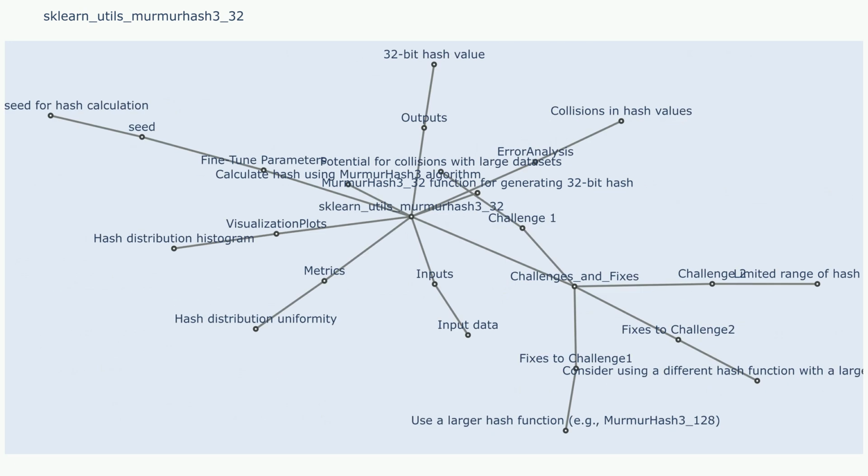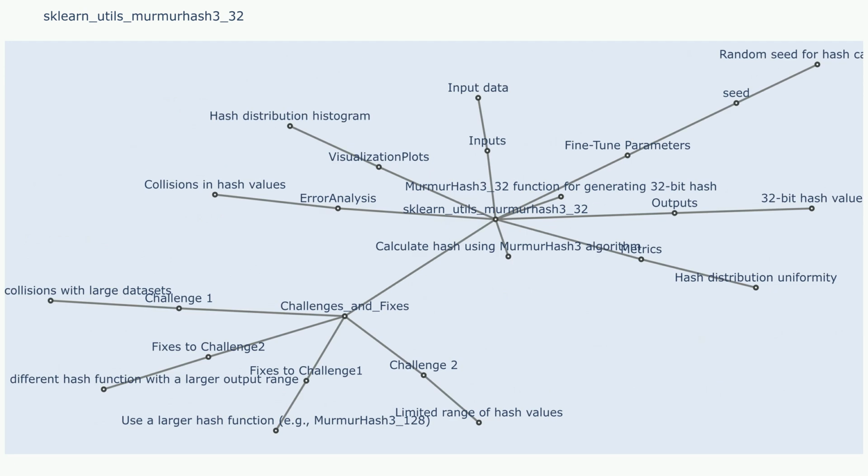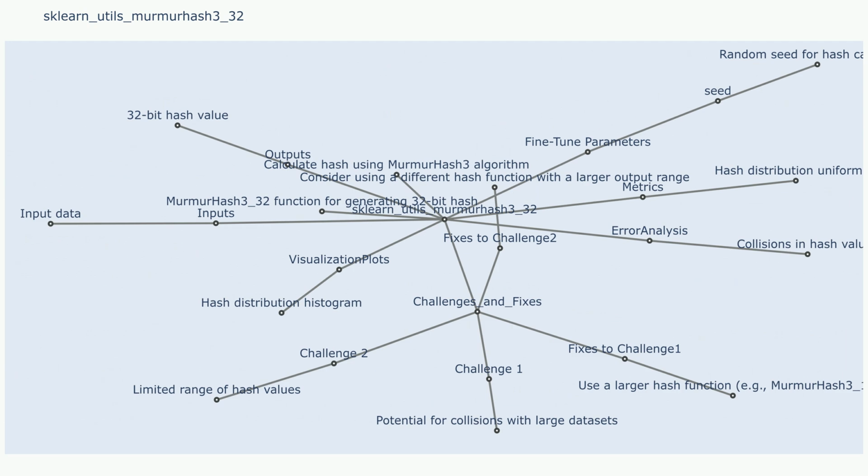Metrics. Collision rate: it measures how often different inputs produce the same hash value. A low collision rate is desirable. Distribution: it measures how evenly the hash values are distributed across the output range 0 to 2^32 - 1. An even distribution indicates better hash function performance.